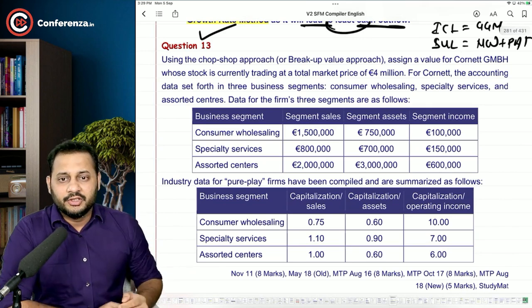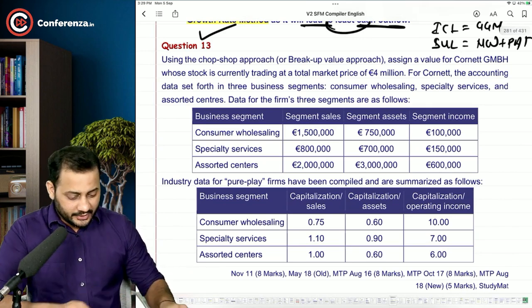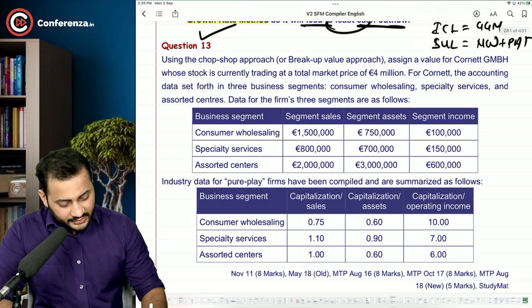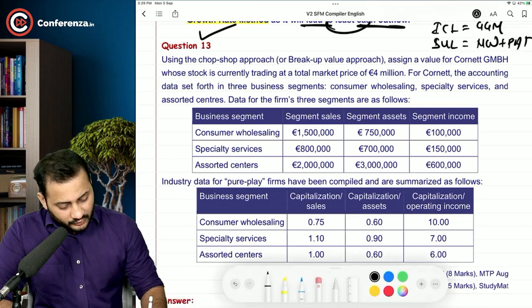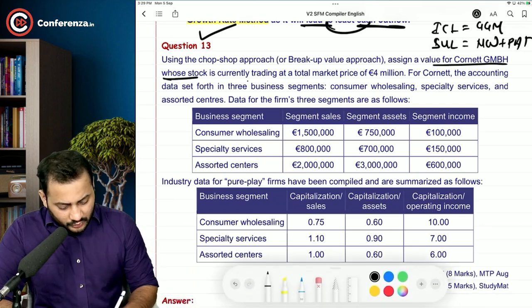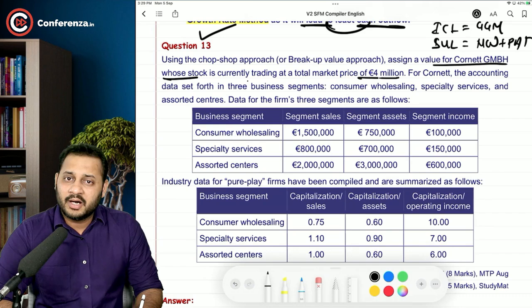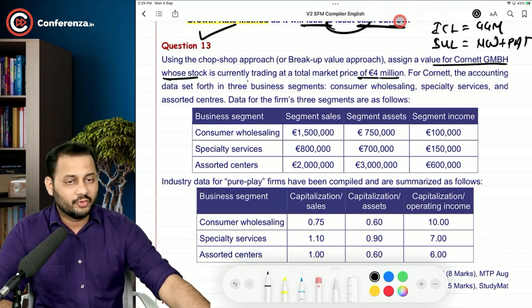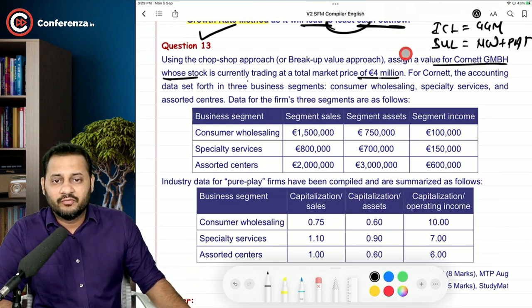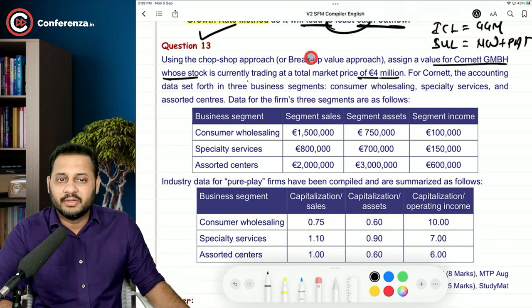Have a look. Using the chop shop approach or the breakup value approach, we have to calculate the value of Cornet GmbH, whose stock is currently trading at the total market price of 4 million euros. So this is the current market value of the company, 4 million. And still we have to calculate the value of this company according to this method.